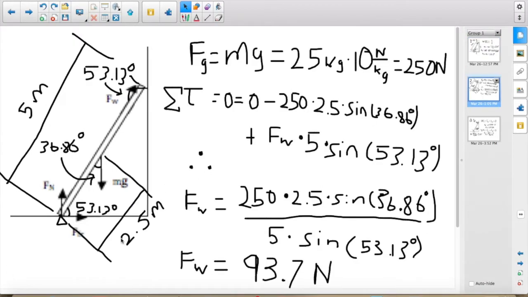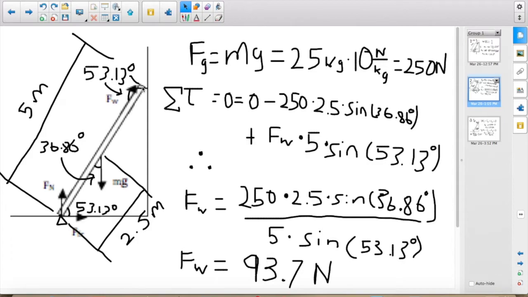All right, on to the next page. So I've redrawn the picture here. I've now written in those three angles that we need, and I put a couple of distances along the ladder. So the force of gravity is going to act in the middle of the ladder, so that would be 2.5 meters away from the pivot point if it's a 5-meter long ladder. The force from the wall is all the way at the other end of the ladder, and that's at 5 meters.